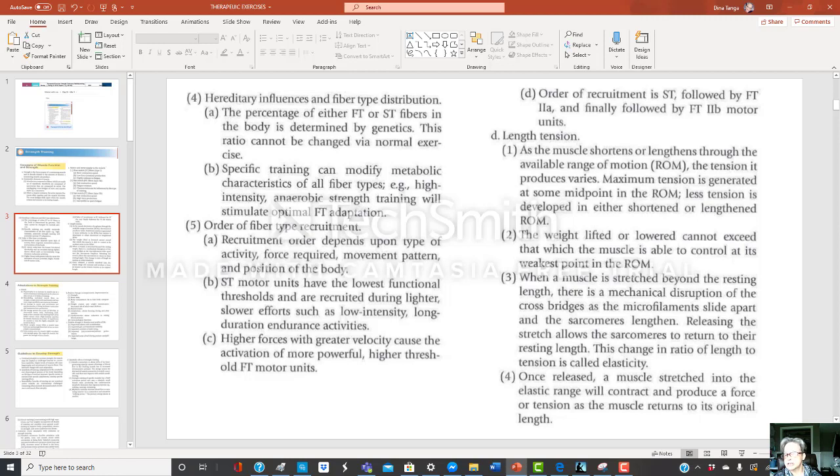When a muscle is stretched beyond the resting length, there is a mechanical disruption of the cross bridges as the microfilaments slide apart and the sarcomeres lengthen. Releasing the stretch allows the sarcomeres to return to their resting length. This change in ratio of length to tension is called elasticity. Once released, the muscle stretched into the elastic range can contract and produce a force or tension as the muscle returns to its original length.